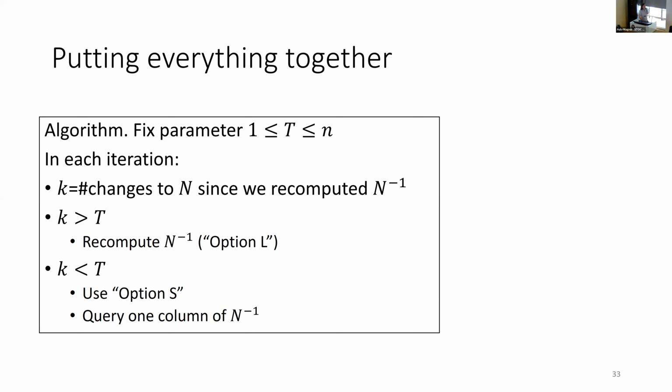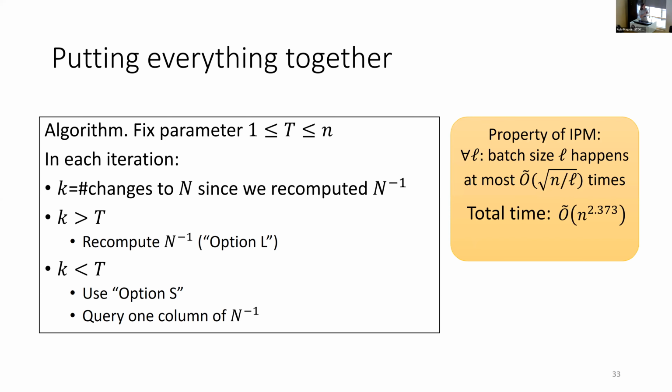In case of the interior point method, you can show that some batch size of value L, so let's say k is equal to L, that happens at most root n over L times. And you could now do the calculation. It's a bit boring, so I'm going to skip it. But if you use this property, you can use the complexities from the previous slide to argue that this is going to run in current matrix multiplication time. All right.